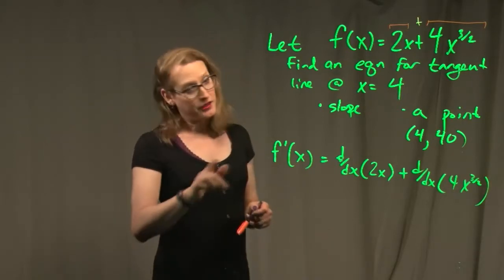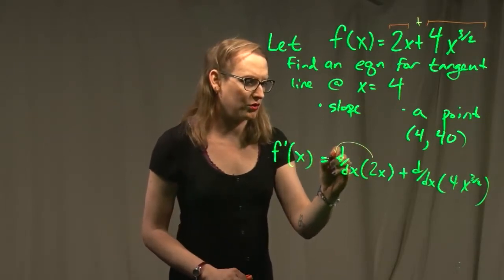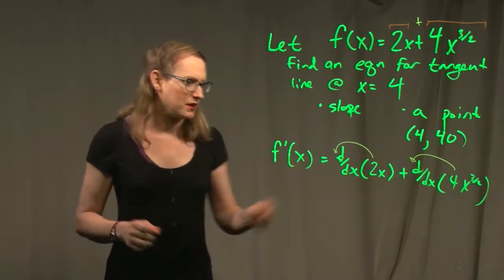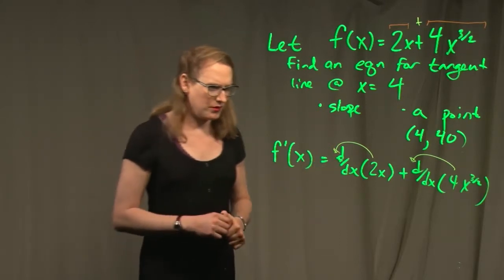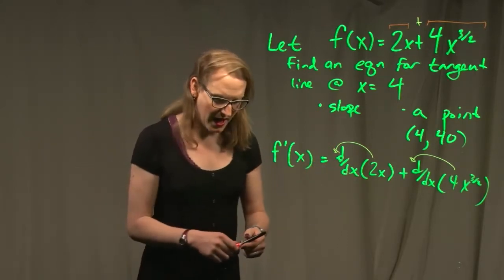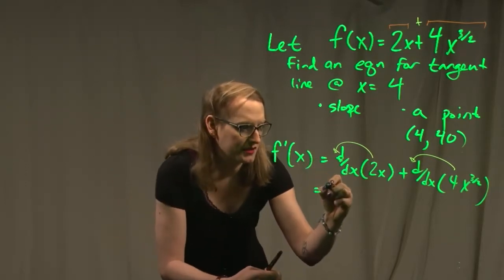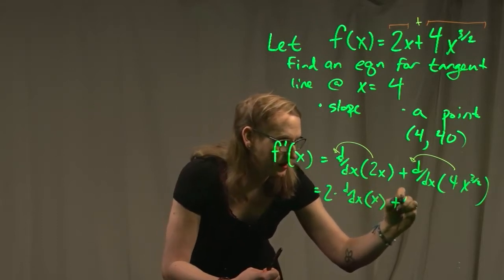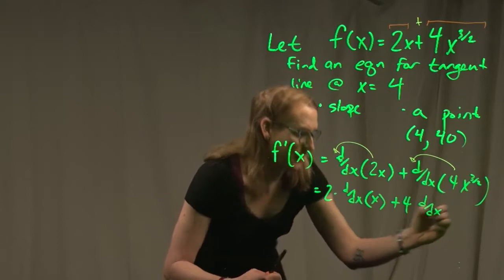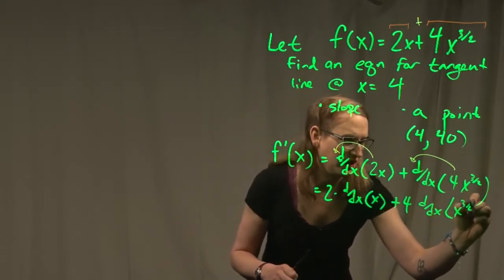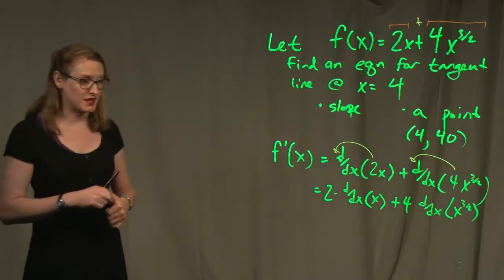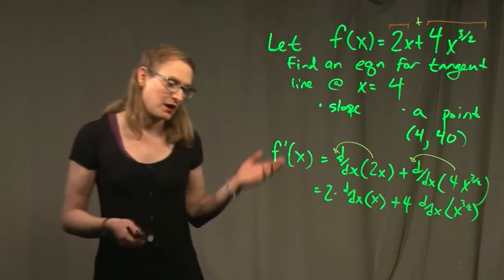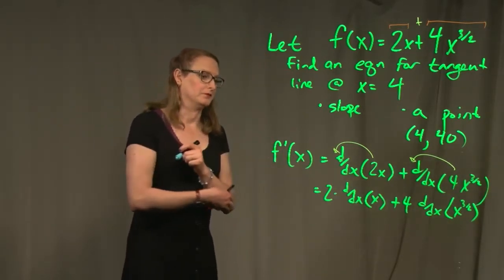All right, now I'm going to use another rule, which is called the constant product rule, and I'm going to bring that 2 out front and that 4 out front. So that means that all I have to do is consider the derivative of x. I'm going to write down one more line here. So that's going to be 2 times dx of x plus 4 dx of x to the 3 halves. And that's super nice because I just have power functions at this point. I just have x and x to the 3 halves. So I can just apply the power rule to these functions.